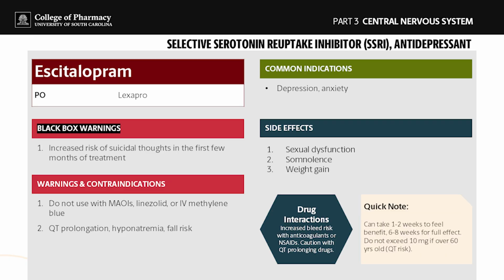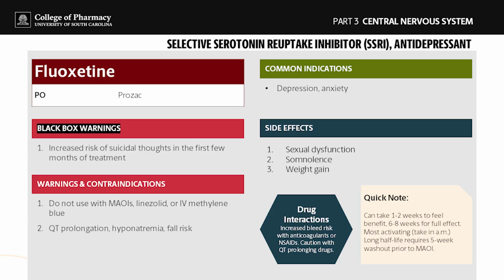Selective serotonin reuptake inhibitor, SSRI, antidepressant. Okay, this one looks familiar because look at the root, citalopram, but this is escitalopram. So it's very similar to the one we just looked at, citalopram. The brand name for this drug is Lexapro. Its side effects are the same, the indications are the same, depression and anxiety. It also can take a couple of weeks to get full benefit and 6 to 8 weeks for full effect. And one thing about this drug is not to exceed 10 milligrams if you're over 60. Black box warning is also the same.